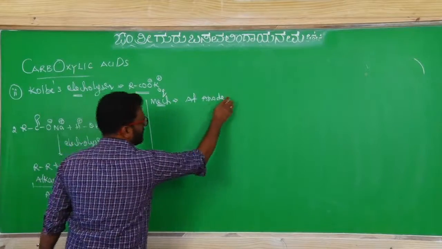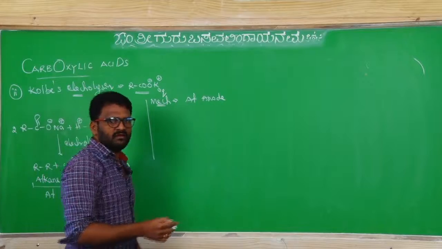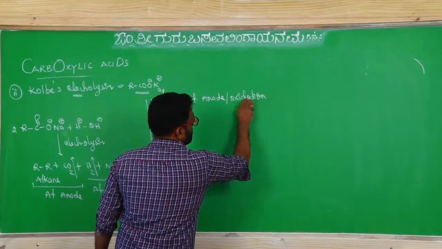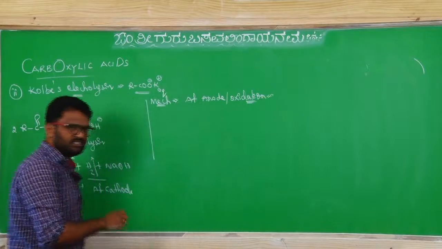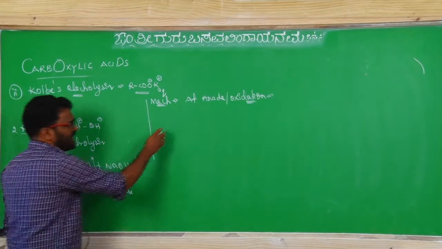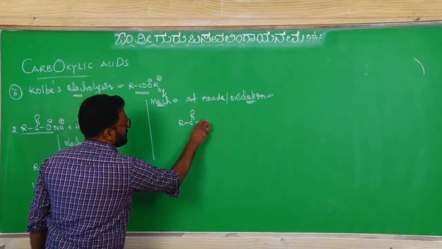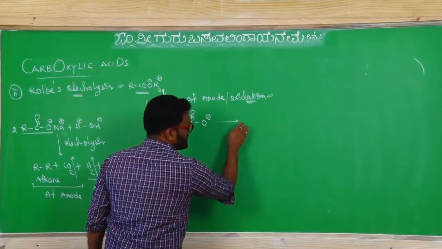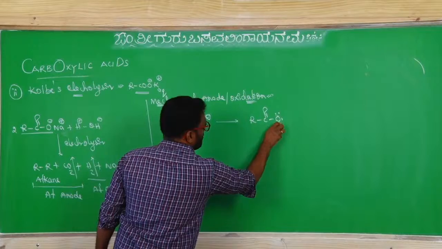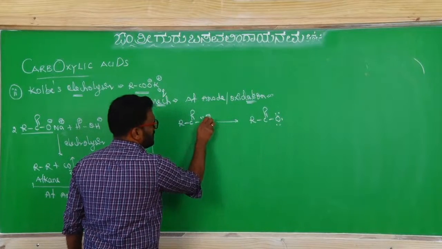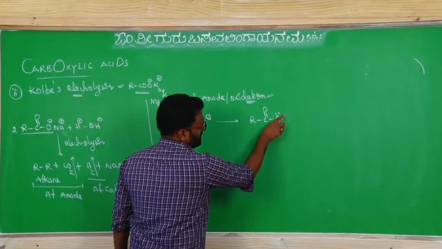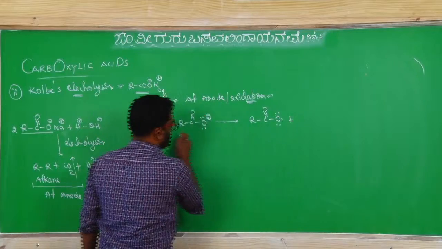What will happen at the anode? Always oxidation. So at the anode oxidation will take place. The carboxylate ion, which is an anion, will undergo oxidation. Oxidation means loss of electrons. When it loses an electron, what do we get? There are 3 lone pairs on O minus, with 1 bond. So now we get only 5 electrons, since 1 electron is removed.